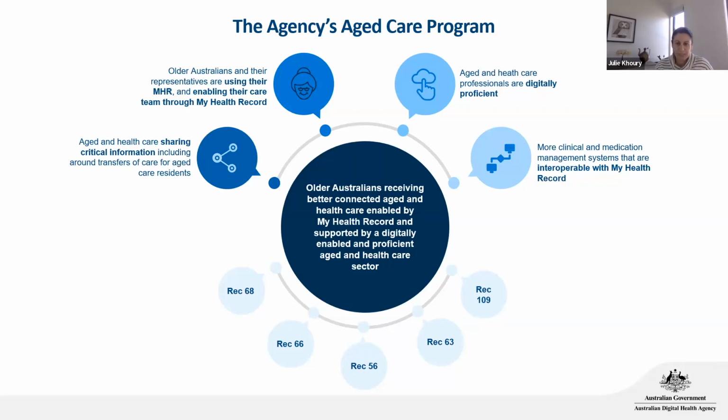We are due to release another industry offer around July, primarily to support the aged care transfer summary. And the Aged Care Transfer Summary is another project of the program aimed at creating a brand new clinical document to be uploaded to My Health Record by residential aged care facilities to support the transition of care of a resident from a residential aged care facility to an acute care setting. So that's one of the key recommendations of the Royal Commission and our response to that.